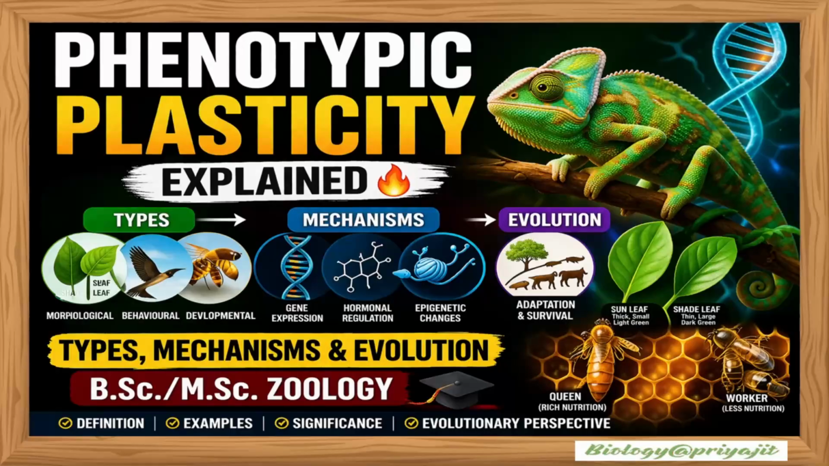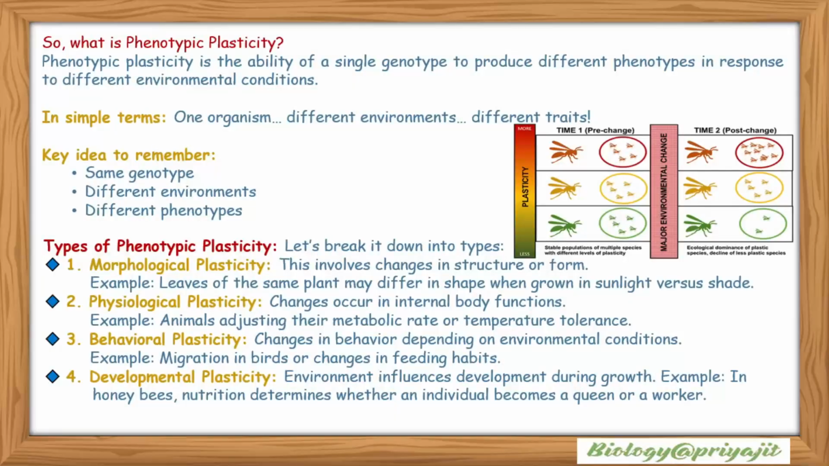Today we are going to explore an amazing concept in evolutionary biology, that is phenotypic plasticity. So let's dive in. So what is phenotypic plasticity? Phenotypic plasticity is the ability of a single genotype to produce different phenotypes in response to different environmental conditions. In simple terms, one organism, different environments and different traits. So key idea to remember: same genotype, different environment and different phenotypes.